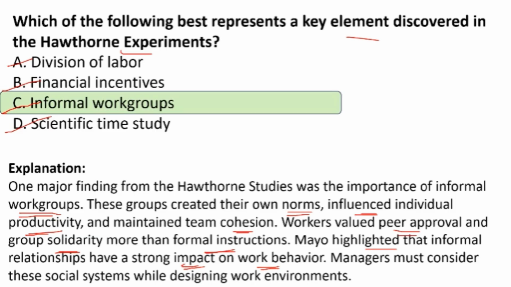Clear? Managers must consider these social systems while designing the work environment. Clear? So this happens with informal workers, and that is how the Hawthorne studies showed the importance of informal work groups. Clear?